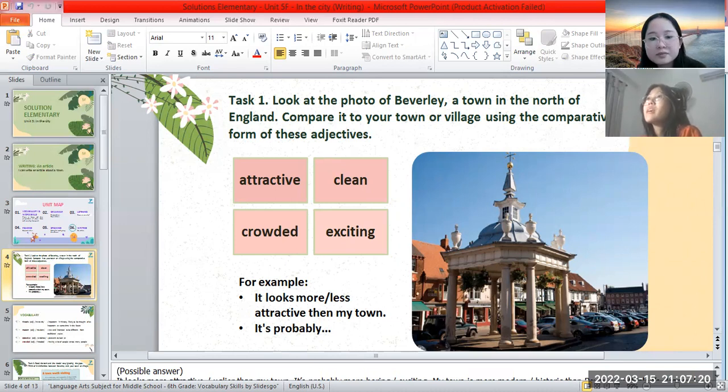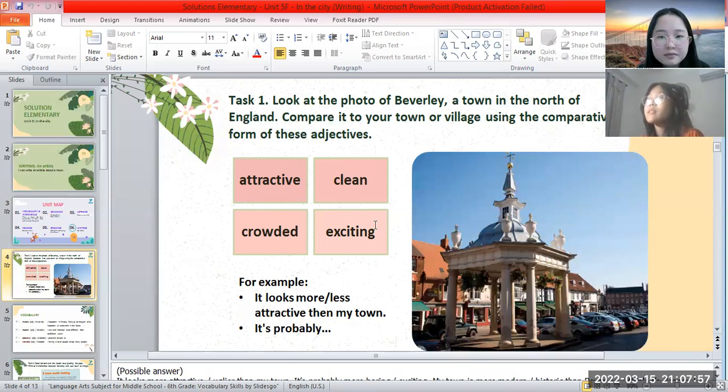Beverly looks cleaner than my town. Okay. And in my town is more exciting than Beverly. Okay, very good. So you just use like 4 adjectives here to compare 2 towns.